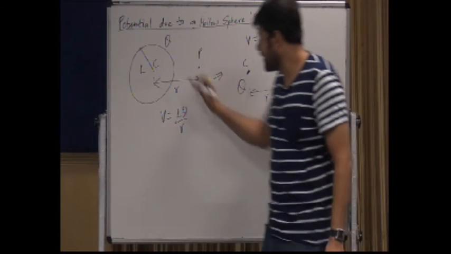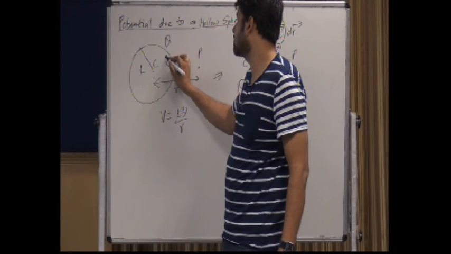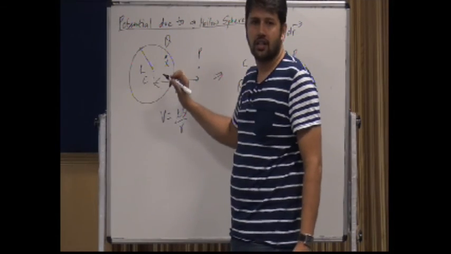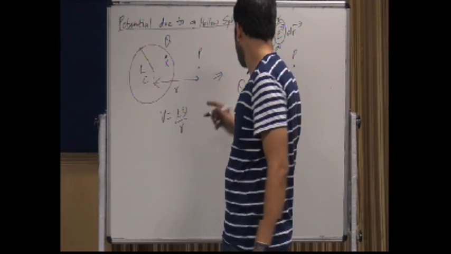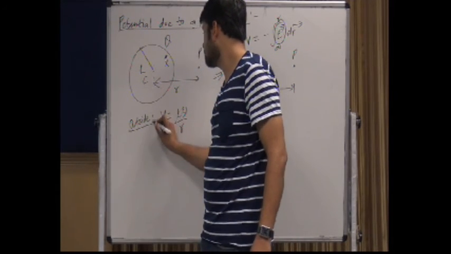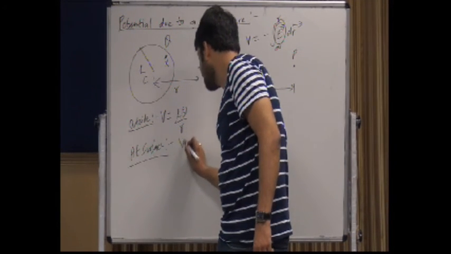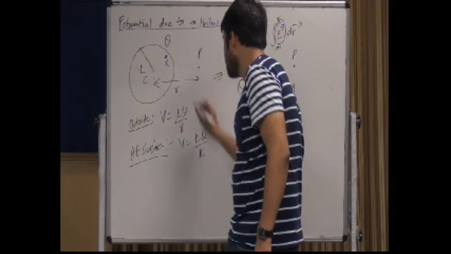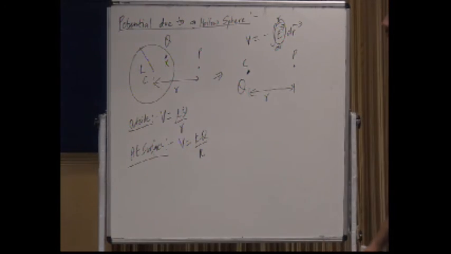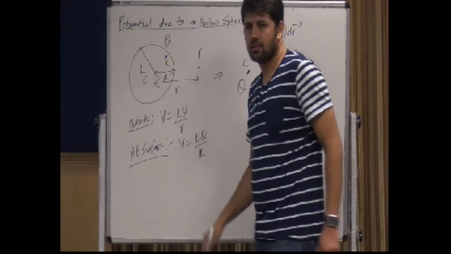Now for an inside point, let's call it X, the center C. That was for outside. At the surface first let's find. At surface V is how much? Kq by capital R. Just outside the surface, potential would be Kq by capital R because the distance from center is what? This is the surface point, the distance is R. The potential would be Kq by R.